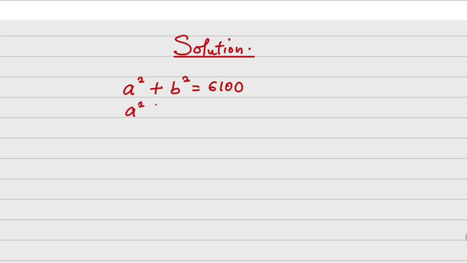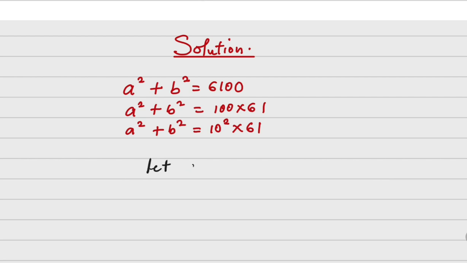This is a squared plus b squared is equals to 6100, and 6100 is the same thing as saying 100 times 61. Okay, now this is a squared plus b squared is equals to 10 squared times 61. Now, since we have this, why not let's make this assumption.